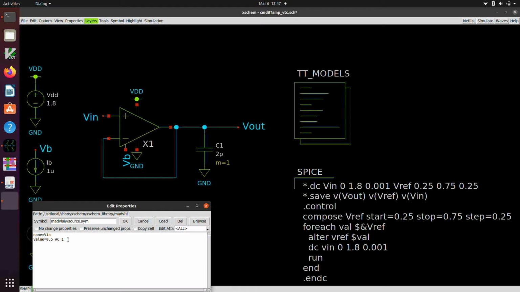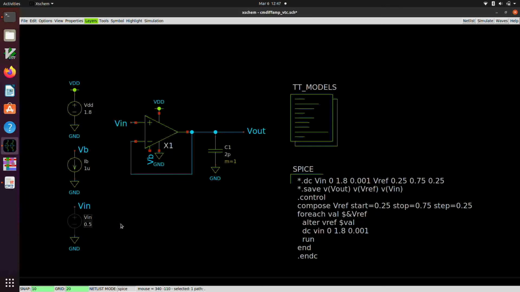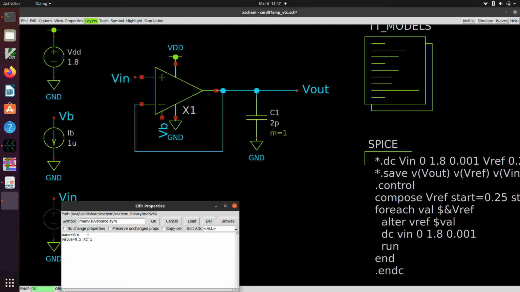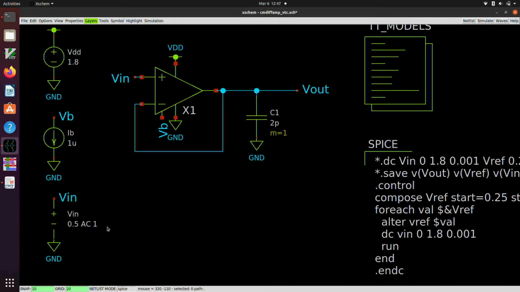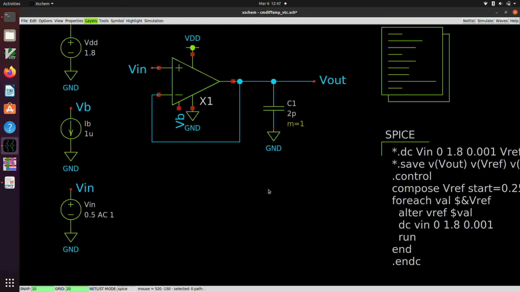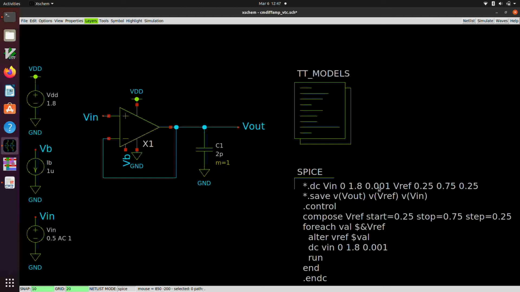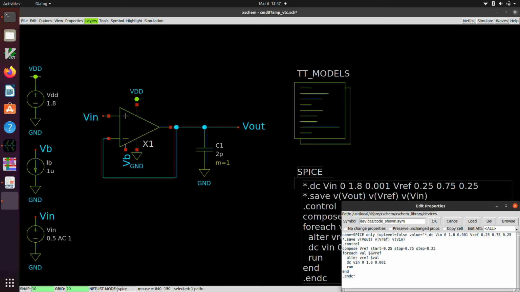And I apparently didn't. Oh, yes, I need to put this in quotes because the value includes embedded spaces. That's what I forgot. Okay, so there is our AC voltage source. And now we're going to change this. We're going to get rid of all of this stuff.